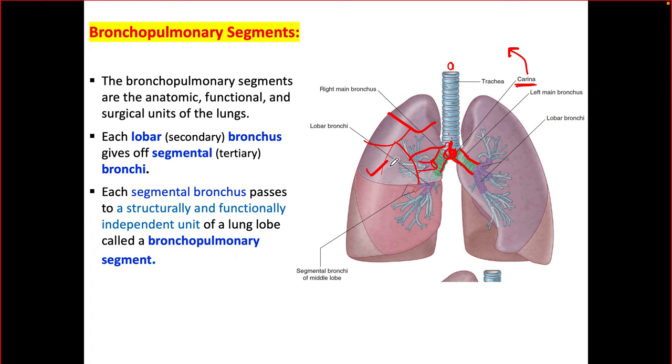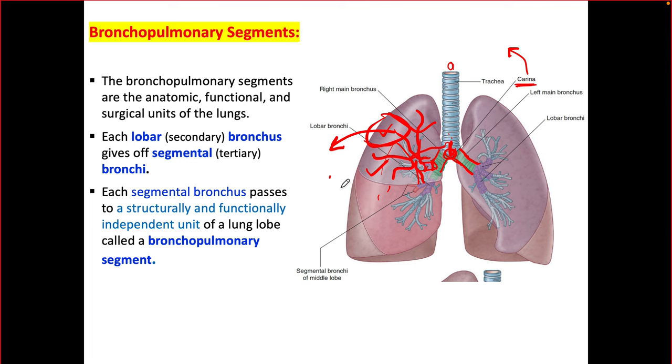As you see here, this is the superior lobe of the lung. And then the secondary or lobar bronchus divides into the tertiary bronchus, or we call it segmental, because each one goes to a segment. So the most interesting thing is that each segment, guys, is surgically, functionally, and anatomically separated. That means if there is a tumor or any disease in that segment and there is a surgical need to remove it, yes, you can remove it with its segmental bronchus, segmental artery, segmental vein, and nerve, and the lung will not be affected.